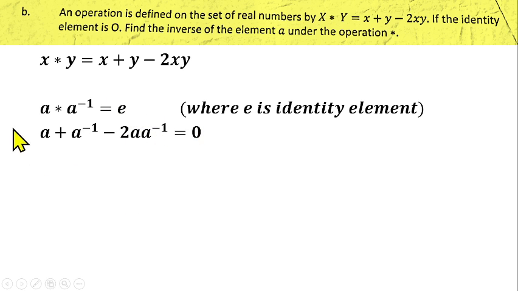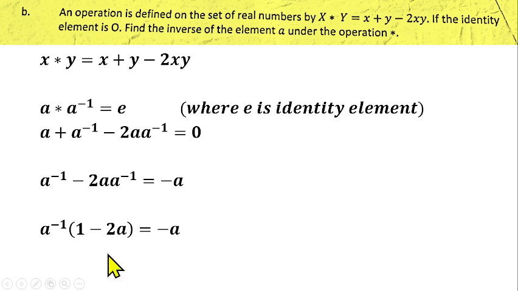So from there you can collect that, the term with a will come here. So you'll be having a inverse minus 2a times a inverse equals minus a. Then you can factorize a inverse out here. So if we factorize a inverse, we'll be having a inverse times 1 minus 2a equals minus a. So you can divide both sides by 1 minus 2a because we are looking for a inverse. So therefore a inverse will be minus a over 1 minus 2a. So that means the inverse element of a is minus a over 1 minus 2a.